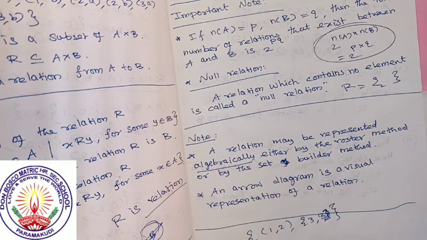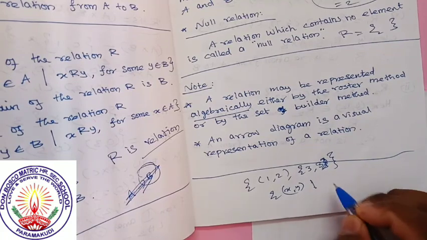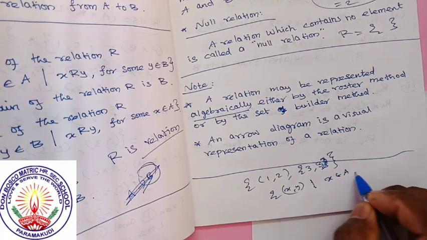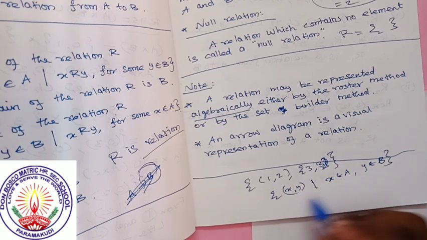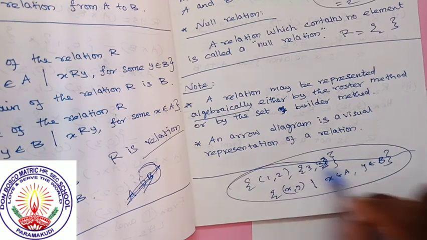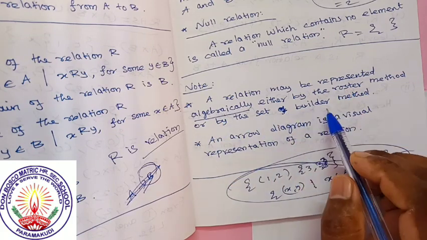It is called roster method. Set builder method means a set of all (x, y) such that x belongs to capital A and y belongs to capital B. If you write like this, it is set builder form. So a relation may be represented algebraically means either roster form or set builder form.